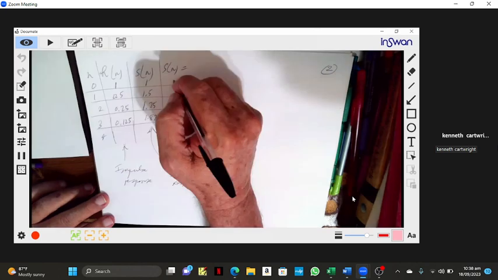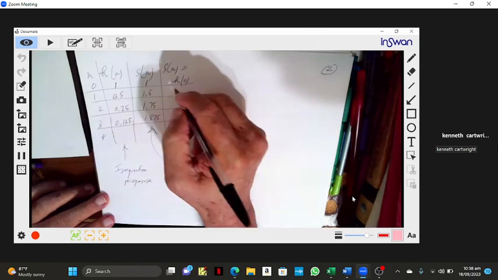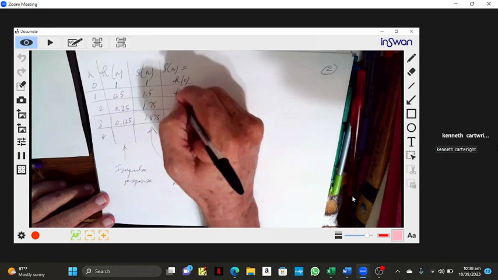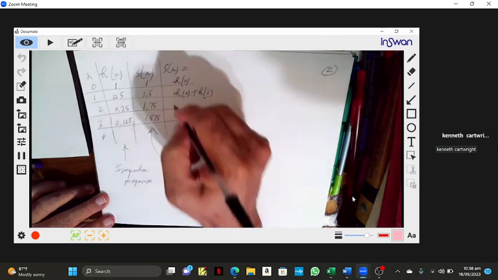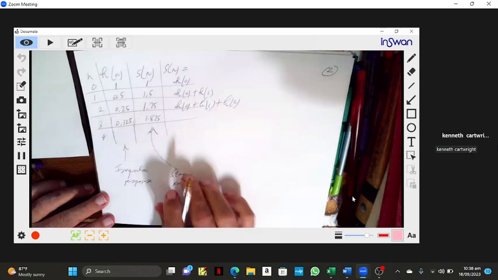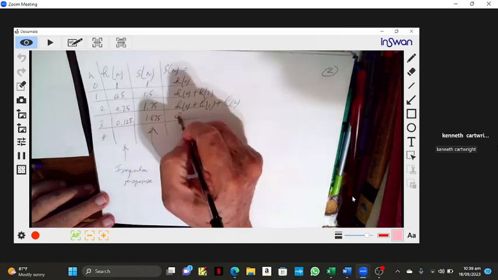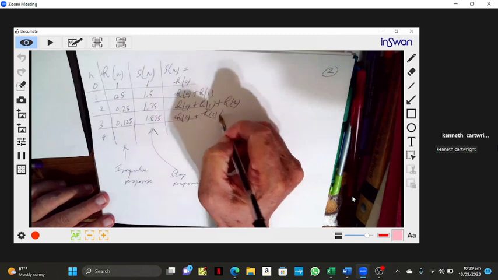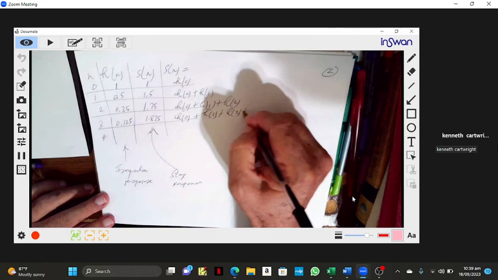This here, S of n equals H of 0. The second one, the step response is H of 0 plus H of 1. The third one is H of 0 plus H of 1 plus H of 2. And the next is H of 0 plus H of 1 plus H of 2, plus H of 3.